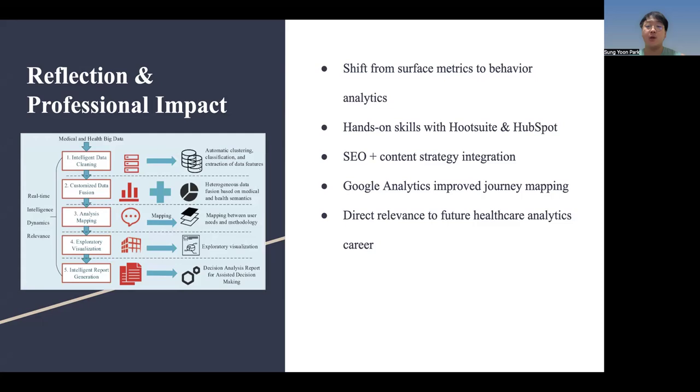Overall, this project changed the way I think about digital transformation. I went from focusing on likes and views to analyzing behavior-based indicators that connect directly to business outcomes. I gained practical skills in Hootsuite, HubSpot, and Google Analytics, all of which I can immediately apply in healthcare analytics and clinical research. The project also helped me see how branding, analytics, and communication align with my long-term goal of working in predictive healthcare and clinical support. Ultimately, this experience strengthened my ability to communicate insights to both technical and non-technical audiences, which is essential in my future careers.